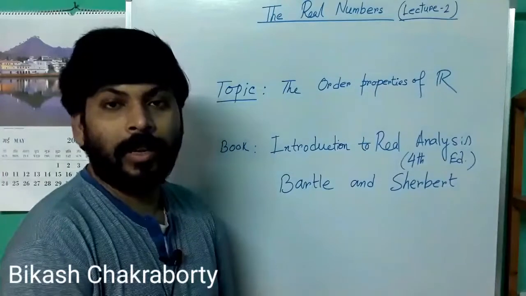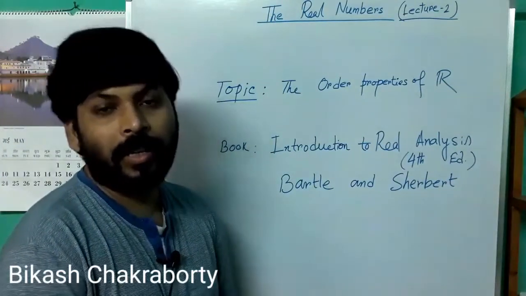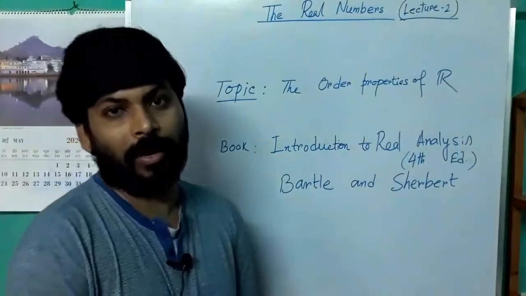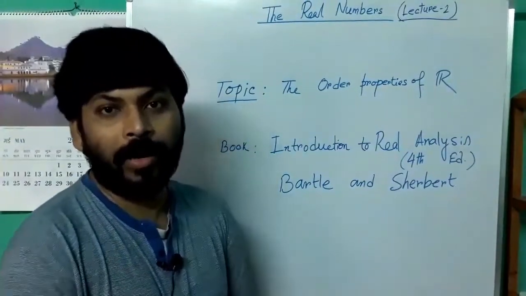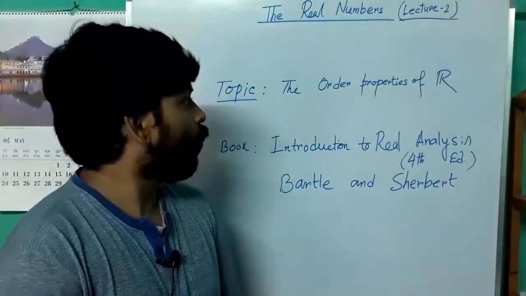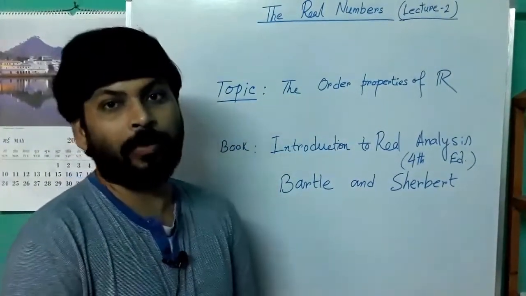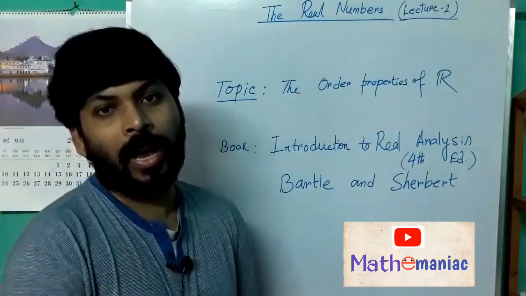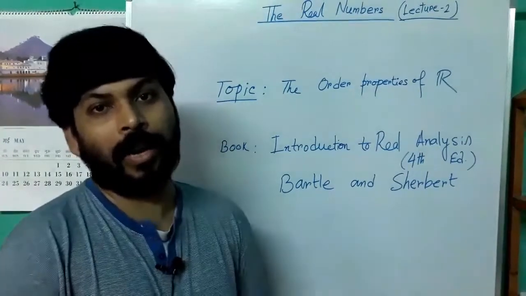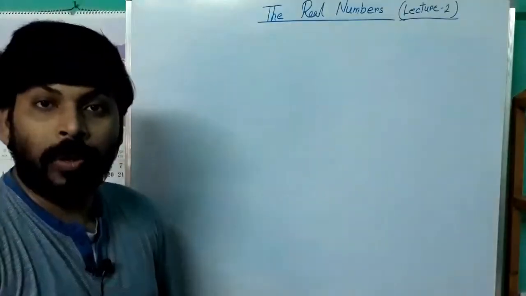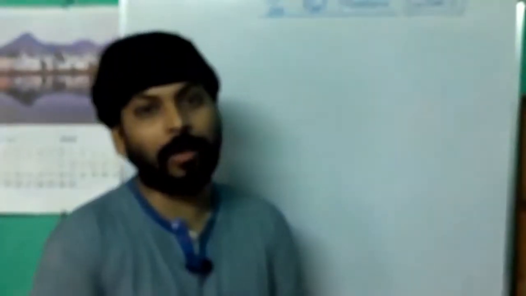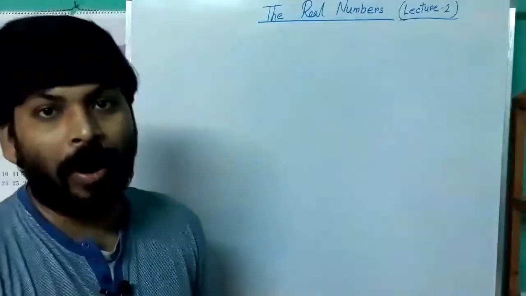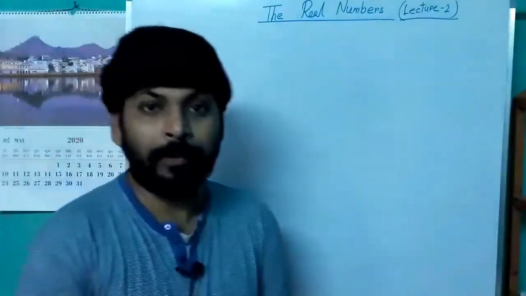Dear friends, in lecture 1 we discussed the field axioms of R, that is the algebraic properties of R. In this lecture we will discuss the order properties of R. The order properties of R help us to define positive elements and the basic inequalities in real numbers. To define positive elements in the real number system, we need to find a special kind of set in R. We denote that set by P.